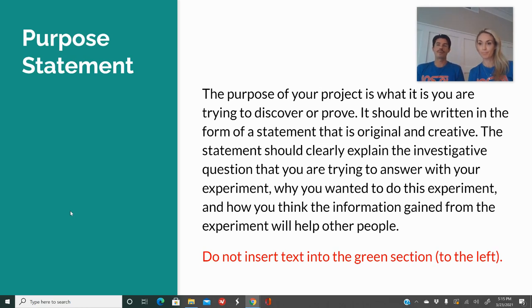The example that we will be using for this tutorial is an experiment based on how rock candy is created. The investigative question here is, will the addition of an impurity, such as food coloring, affect the growth of sugar crystals?